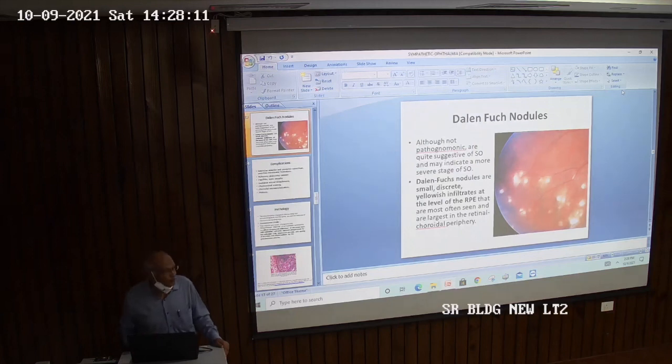Do you remember what the other nodules are in granulomatous uveitis? Or tubercles? What are those? In tuberculosis and syphilis, the nodules are there.